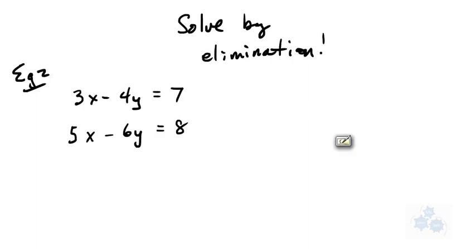All right, so this is example 2, solving by elimination. With this one right here, it's not as apparent that we have a really easy way to eliminate variables, okay? So 3 and 5 are different coefficients on the x, 4 and 6 are different coefficients. They are not opposite signs or anything. So what we're going to have to do is change both equations so that one of the terms is able to be eliminated.